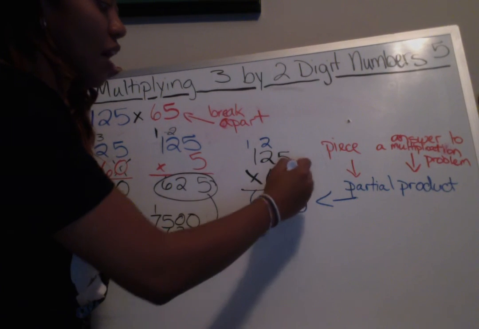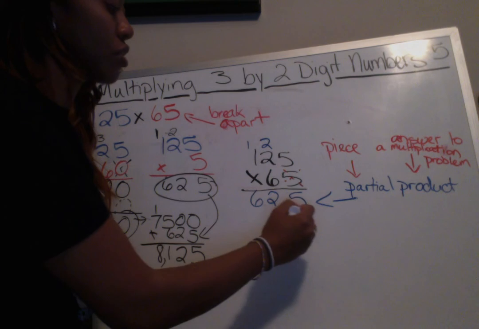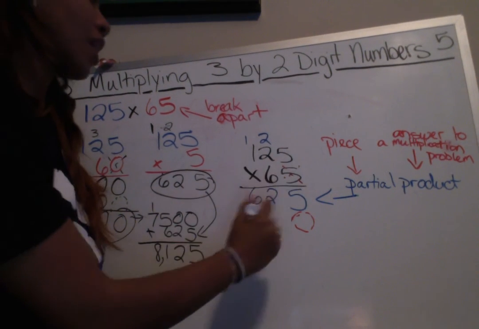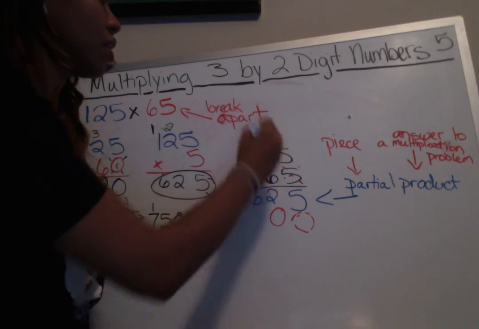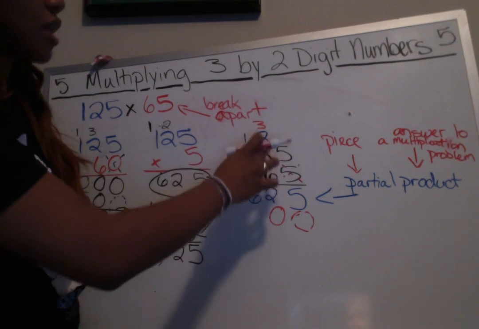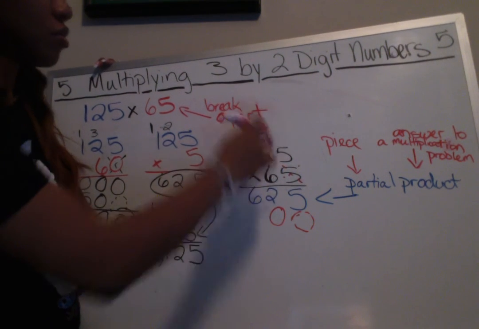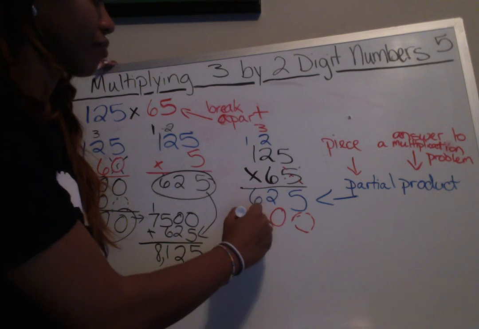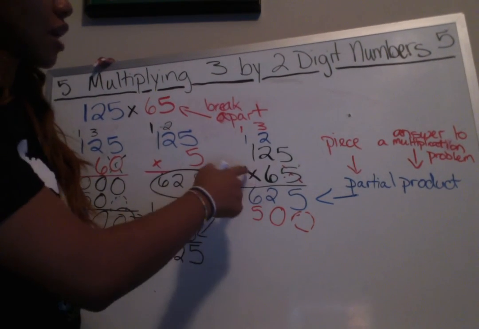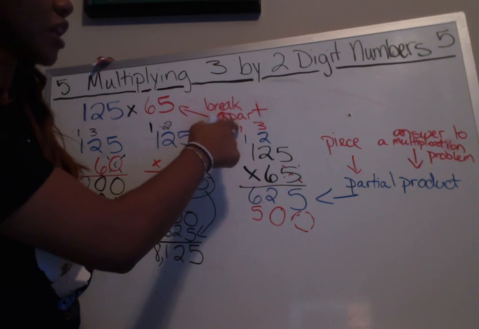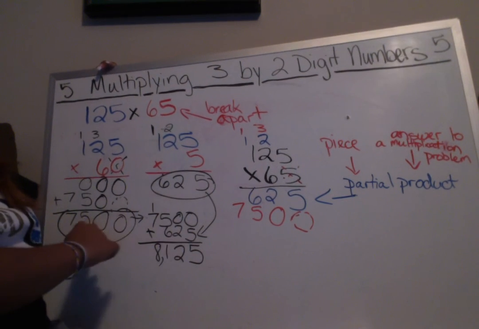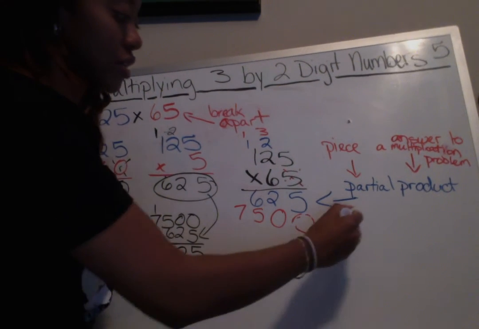So I'm done with the 5. Here's my placeholder, 0. 6 times 5 is 30. 0's down here. 3's up there. 6 times 2 is 12. Plus the 3 is 15. 1 goes up there. 6 times 1 is 6. Plus the 1 I just carried in red is 7. Do we match? We're looking good. This is the other partial product.